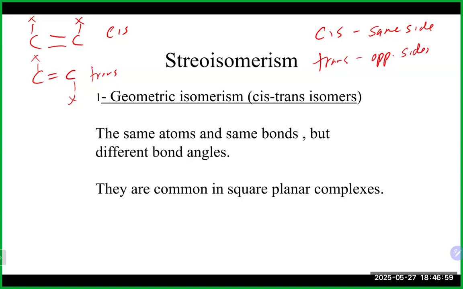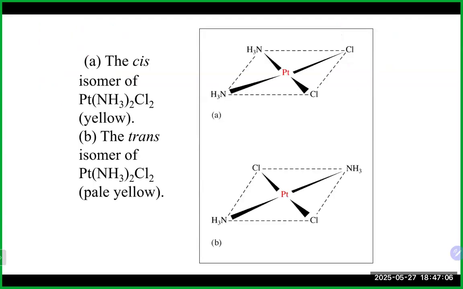So these have the same atoms, the same bonds, but they have different bond angles. This is common in square planar complexes. Here is square planar. Perhaps you remember that from the expanded octet geometry. It's a symmetrical arrangement. Here we have the Pt in the middle, and if you look at the chlorines, they're on the same side here. You can even look at the ammonias, which are also on the same side of the plane, and that would make it cis.